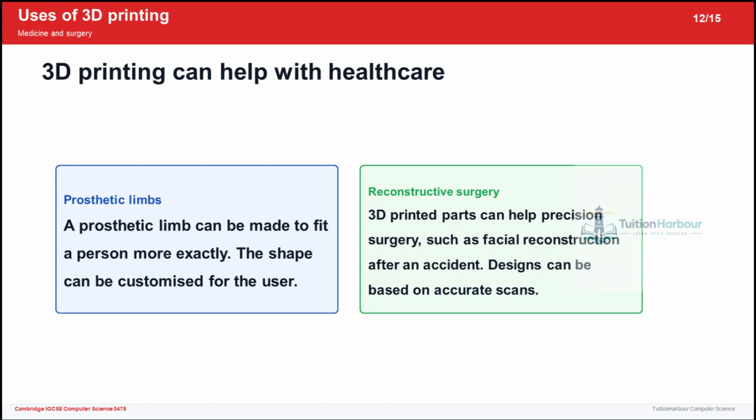Medical uses. Three-dimensional printers can create customized prosthetic limbs that fit an individual person. They can also produce accurate models or parts for reconstructive surgery based on medical scans.